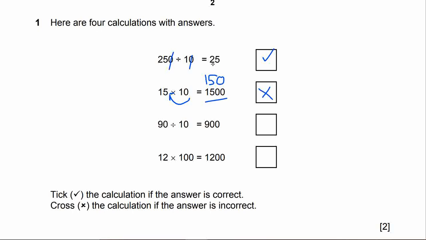It should be 150. 90 divided by 10, we know that we can cross one zero out of this from the left and from the right, and we will get 9 divided by 1 is 9, not 900. Will be wrong. 12 times 100, so we just attach 2 0 at the back, become 1200, so it's correct.